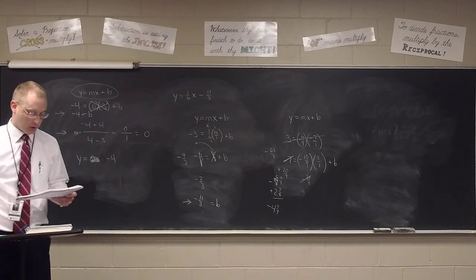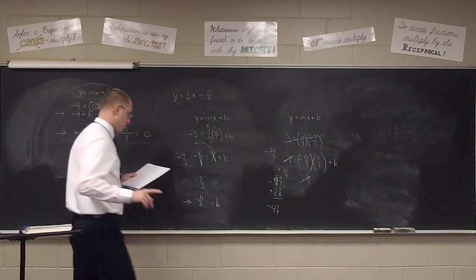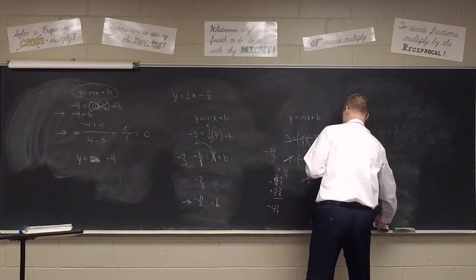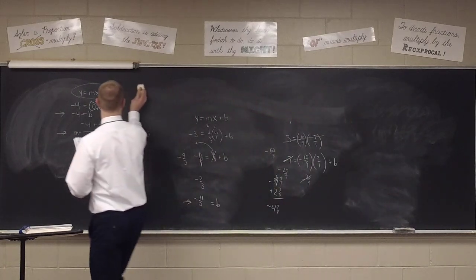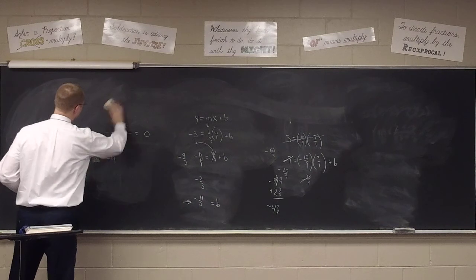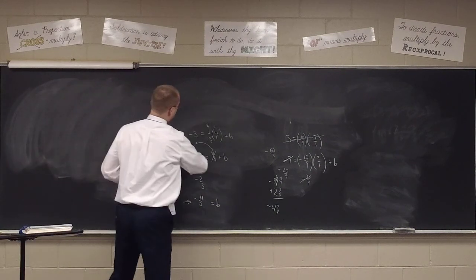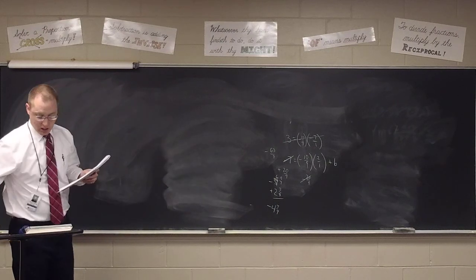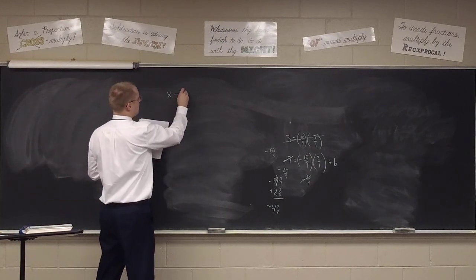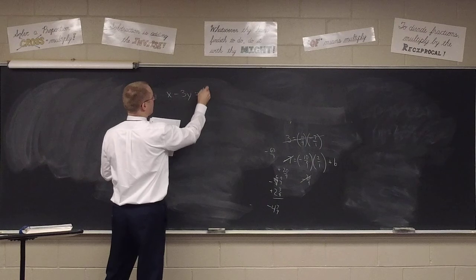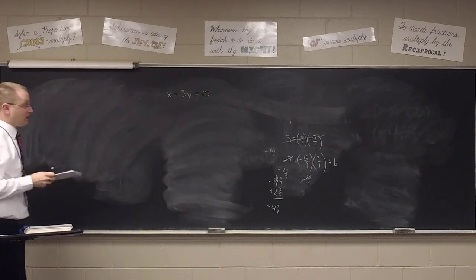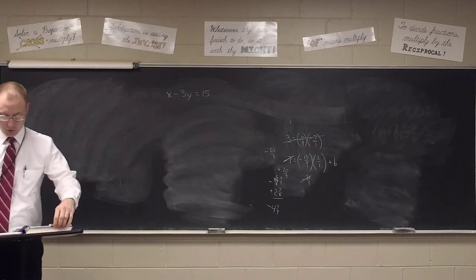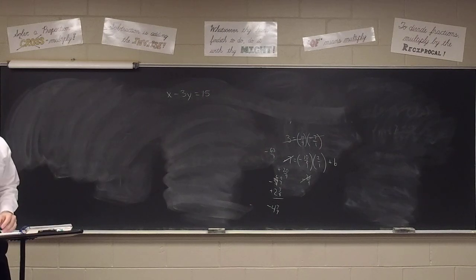All right, some quick classwork for you. Set your books aside. Have a sheet of graph paper out, if you would, please. And I want you to graph the following equation using slope-intercept form. x minus 3y equals 15. Use slope-intercept form to graph.